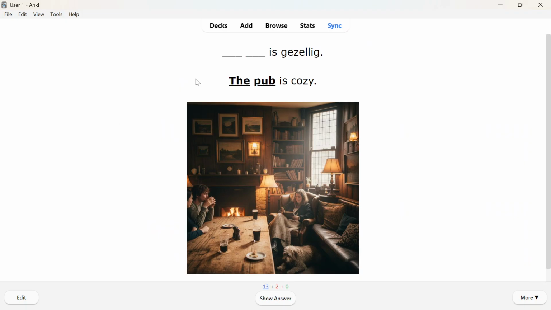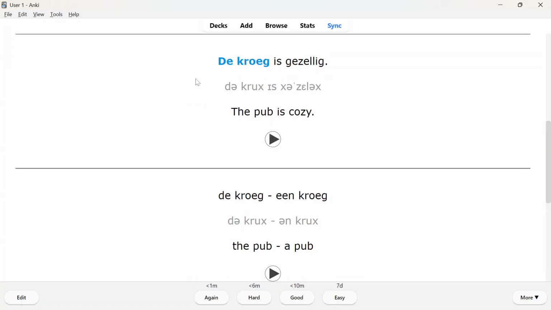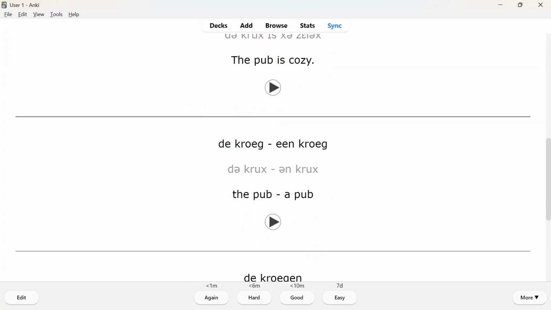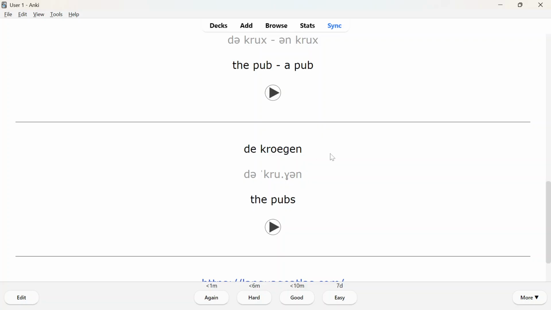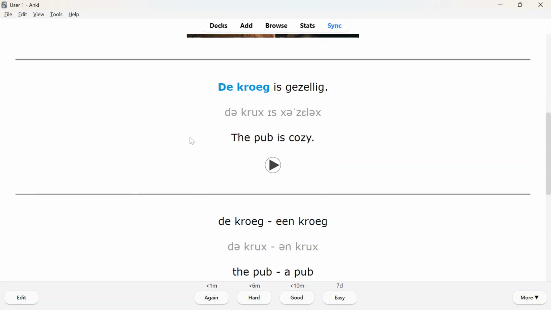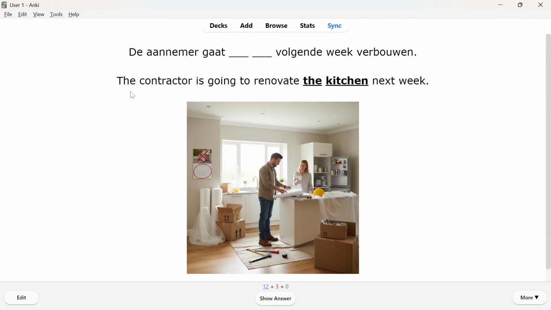How do you say the pub in Dutch? De kroeg is gezellig. De kroeg, een kroeg. De kroegen. Great. Again, same notation, sentence, singular, plural. Let's continue. The contractor is going to renovate the kitchen next week. How do you say the kitchen?